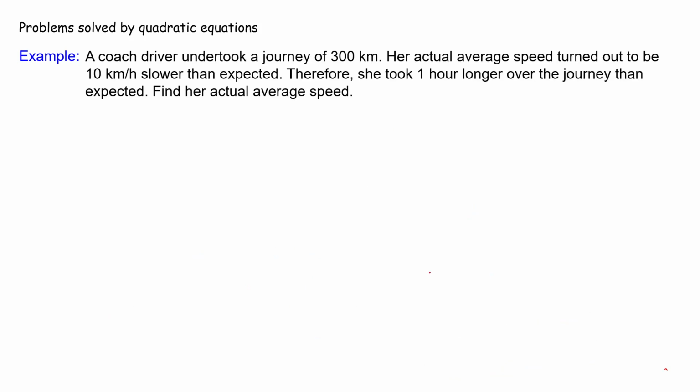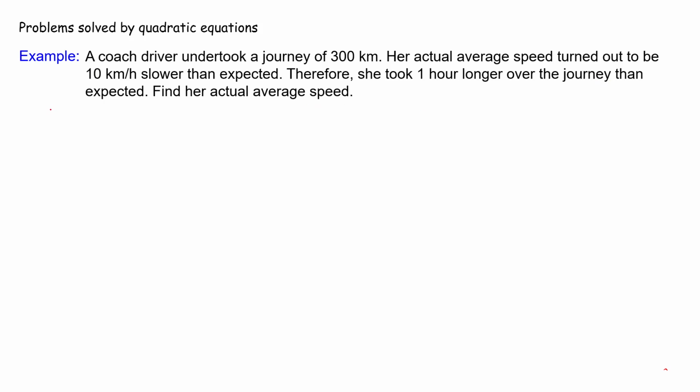Okay, final example. We've got a coach driver who's taking a journey of 300 kilometers. Actual average speed turned out to be 10 kilometers slower than expected. So a bit of a slower driver. So she took an hour longer over the journey than expected. Find her actual average speed.